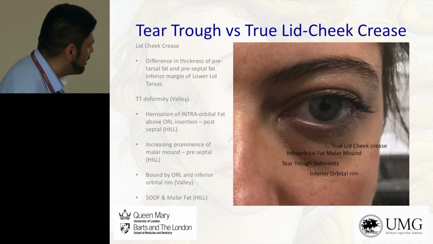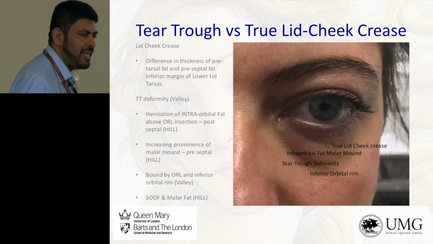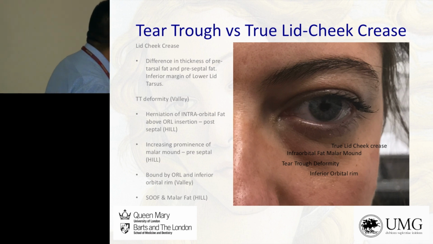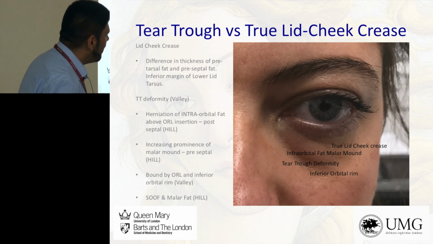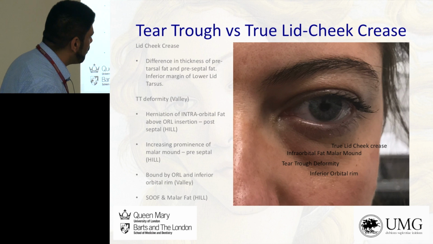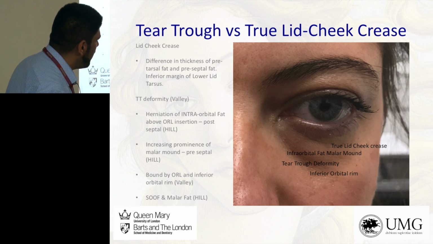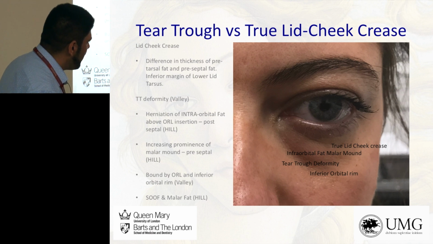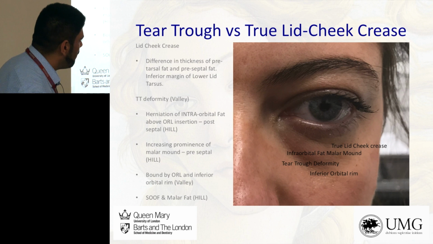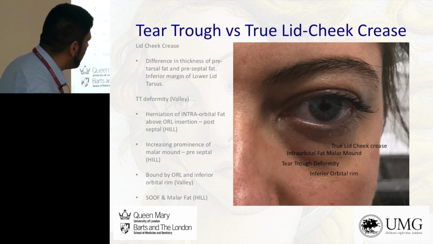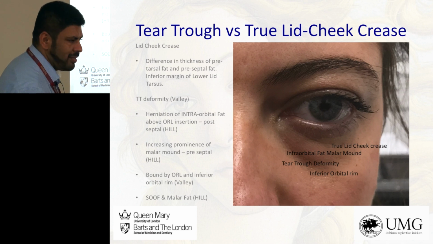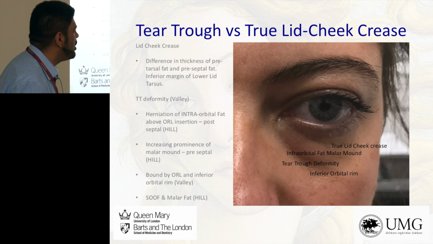So let's have a look at this patient. Here's a patient of mine that I thought showed some good changes that we would want to correct. Here, this is what people recognize normally as a lid cheek junction, because that's where the orbital retaining ligament runs. This is where the infraorbital malar mound, which is the fat above the orbicularis oculi, runs, and this is what we're aiming to fill. I call it sort of a true lid cheek crease.